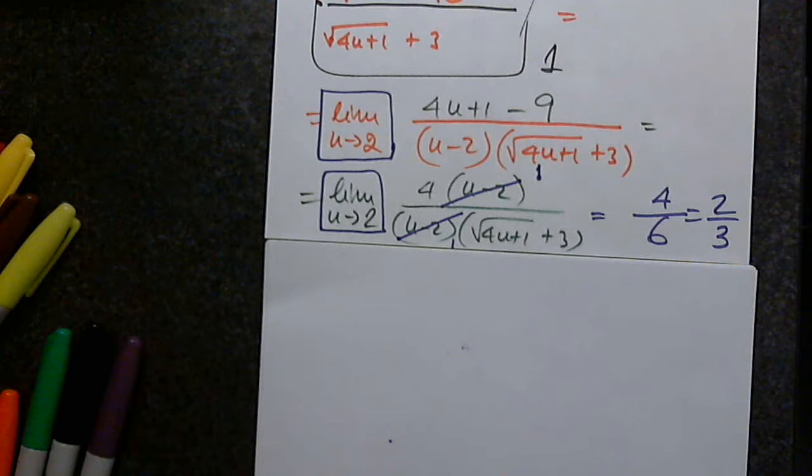4 times 2 is 8, 8 plus 1 is 9, the square root of 9 is 3, 3 plus 3 is 6. So why do you put 2 back? Because u approaches 2. As u gets closer and closer to 2, 4u gets closer and closer to 8. And then 4u plus 1 gets closer and closer to 9. And the square root of 9 is 3, 3 plus 3 is 6. Is that clear?